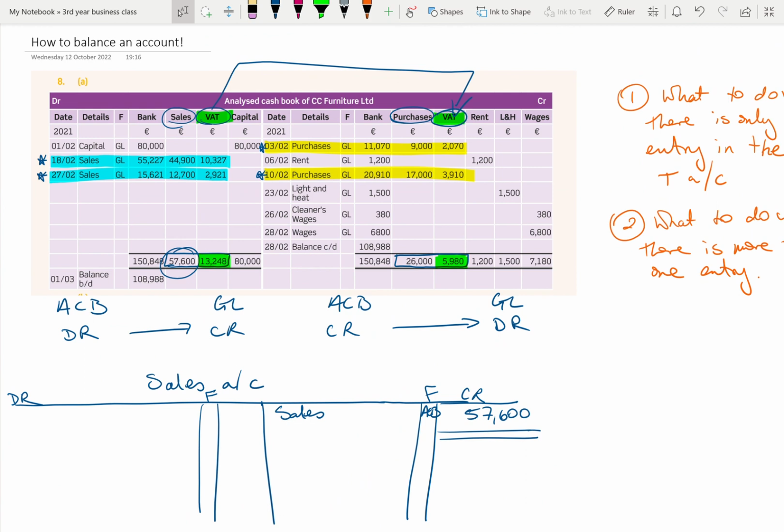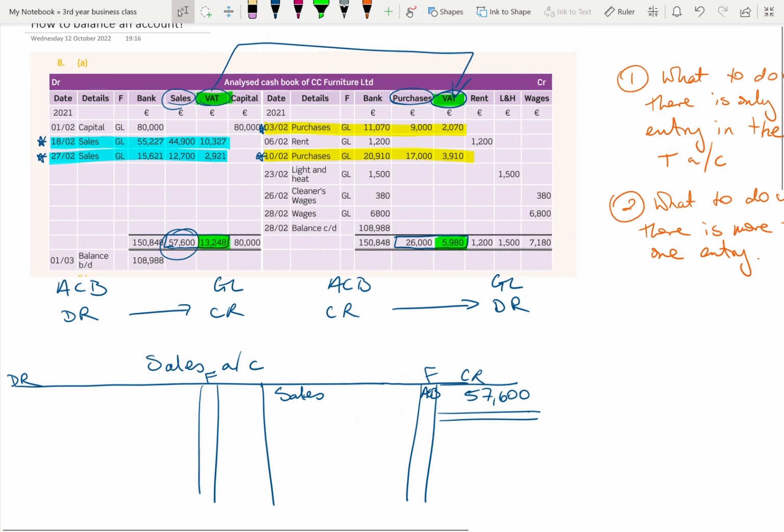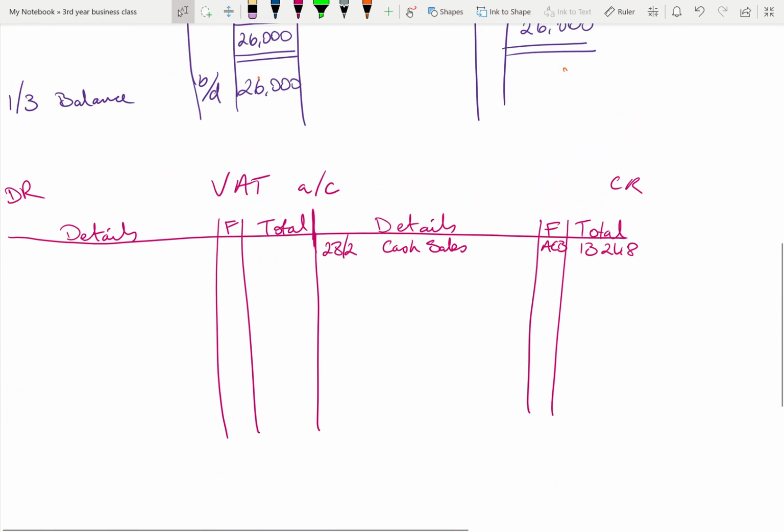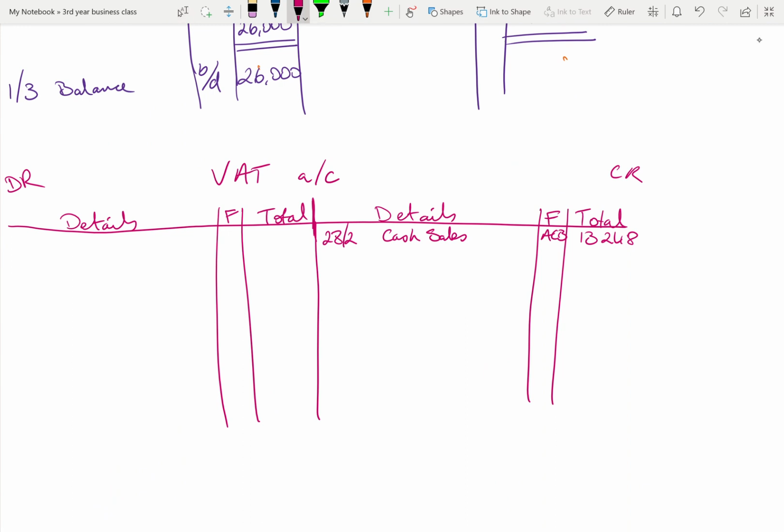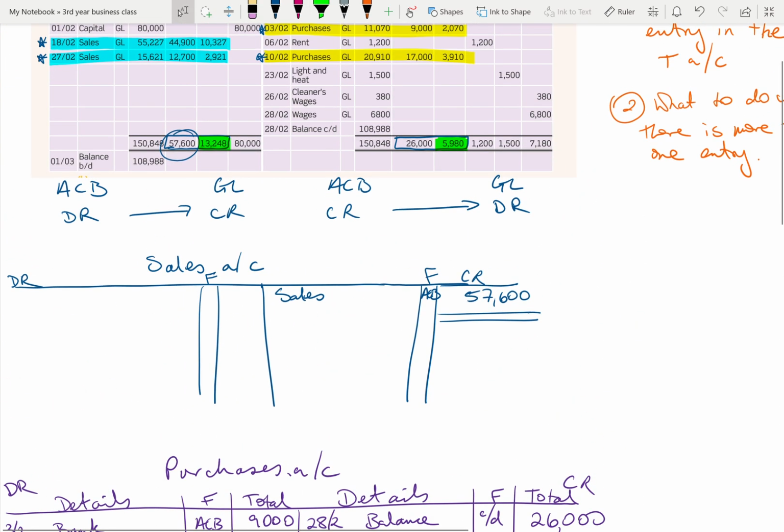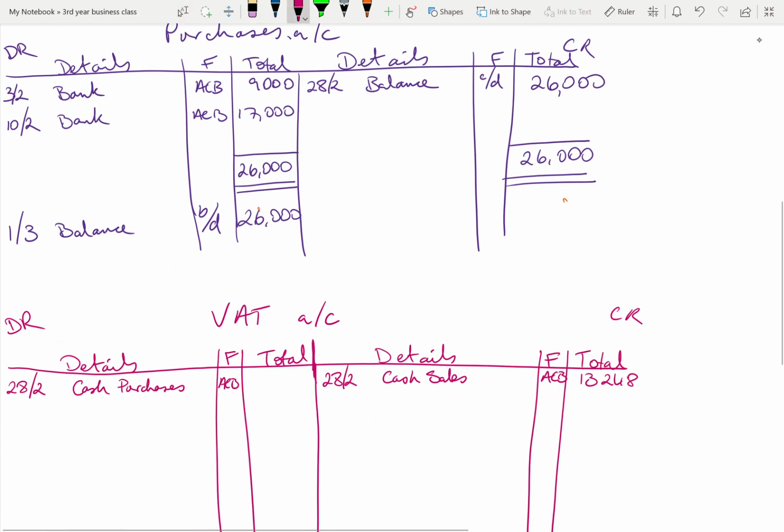We now need to do our purchases VAT. So again, it'll be the last day of the month, so the 28th of February. And we can see here that the column total for purchases VAT is 5980. So we come back down to our T account. We're going to put in the correct date. We have the 28th of the month because that's the last day of February. We have cash purchases. It's coming from the analyzed cash book. And let's just double check our figure one more time. 5980.